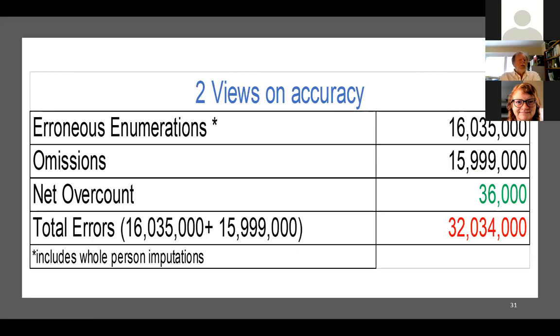So let me talk about two different ways to look at the accuracy based on the 2010 data. There were a little over 16 million what the Census Bureau calls erroneous enumerations. These are basically people counted twice, or people who are included who shouldn't have been, like a child born after April 1st, or someone who died before April 1st, who somehow got included in the census. There's this other issue called imputations that I'm not going to take the time to talk about now, but a little over 16 million of those.